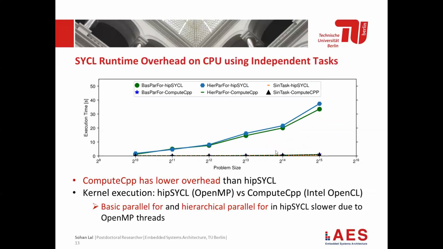So let's look at the SYCL runtime overhead on CPU using independent task. What we see is that Compute CPP has a lower overhead than HIP-SYCL. There are a couple of reasons. First, the kernel execution mechanism is different in HIP-SYCL and Compute CPP on CPU. HIP-SYCL uses OpenMP, while Compute CPP uses OpenCL. So basic parallel for and hierarchical parallel for in HIP-SYCL are likely slower due to the OpenMP threads. Please note that the HIP-SYCL single task does not go through OpenMP threads.